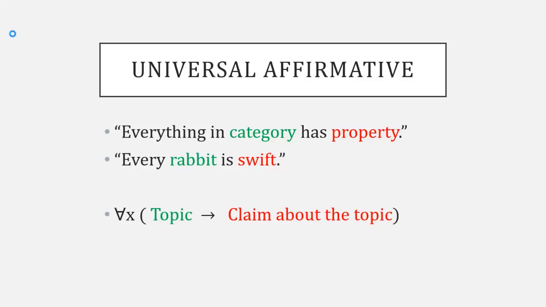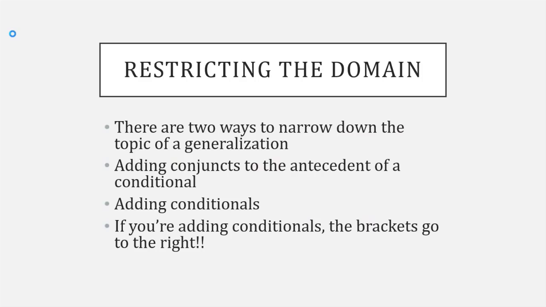Of course you recall that this can get more complex. You can have more than one thing in the antecedent. You can have more than one thing in the consequent. So if we say all fuzzy rabbits are swift, we would say in the antecedent we'd have things that are both rabbits and fuzzy. Recall all this. Okay? So recall also that we talked about 2 different ways of specifying the topic. We've got at least 2 ways of clarifying what's in the topic. You can add conjuncts to the antecedent, or you can add more conditionals.